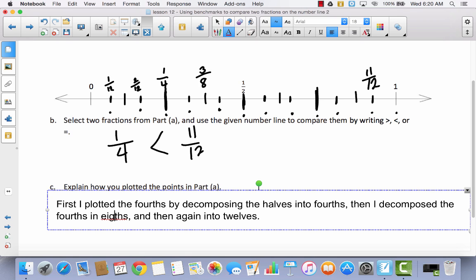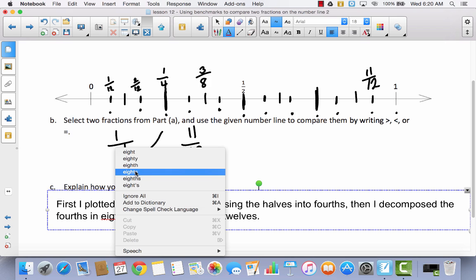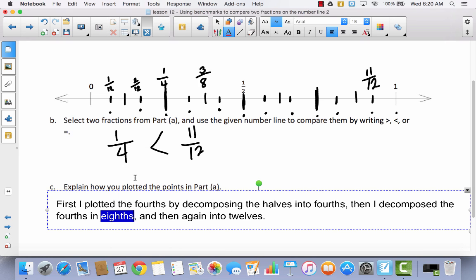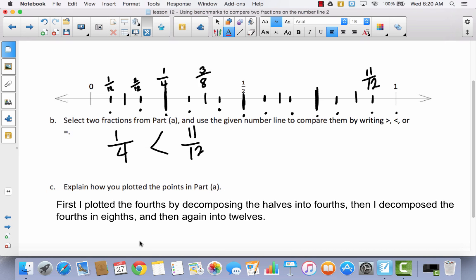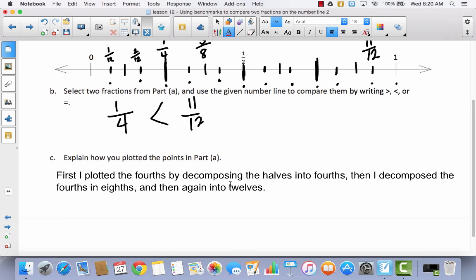Doesn't like this eighth. Maybe I didn't spell it right. Okay. All right, so I started with the fourths because it was the smallest denominator, and I plotted the fourths by dividing the halves in half. And then the eighths were pretty easy because all I had to do was divide the fourths in half. And then the twelfths got a little bit trickier because I had to divide the fourths into 3 parts, which was a little bit confusing because all those other parts were already there.